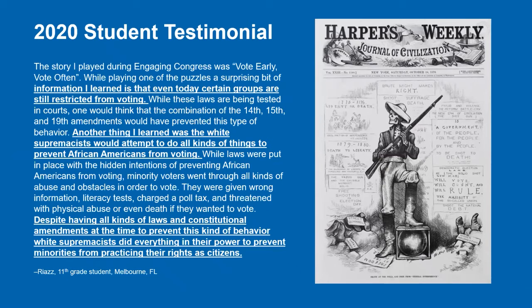I believe the next slide is also a testimonial, and this is a much more complex image from Reconstruction. The student wrote, and I've underlined a few things, I learned that even today, certain groups are still restricted from voting. Another thing I learned was that white supremacists would attempt to do all they could to prevent African Americans from voting. And look down there at the bottom.